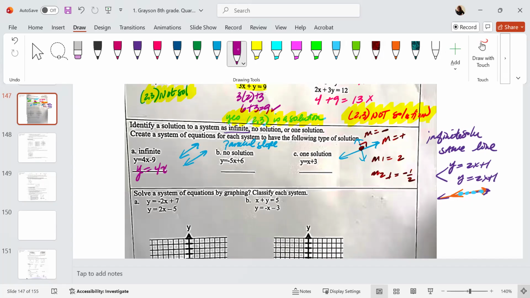What's the equation that's the same? That will be the equation, right? Now, you could make it a little bit fancier and write that equation in standard form, right?